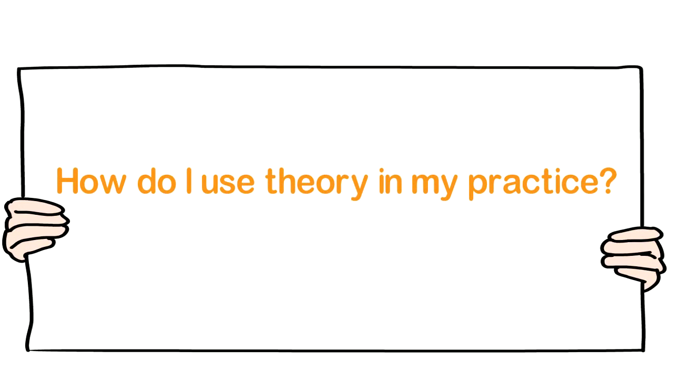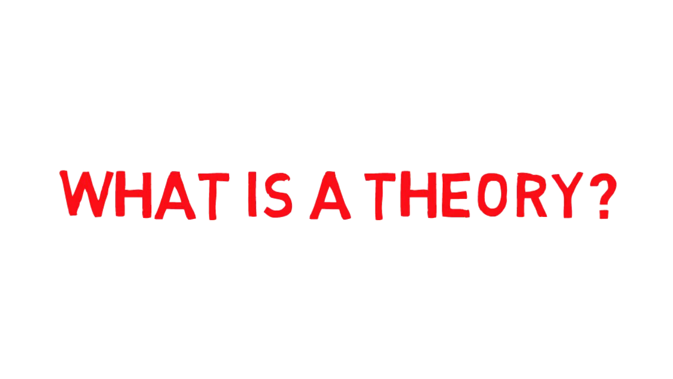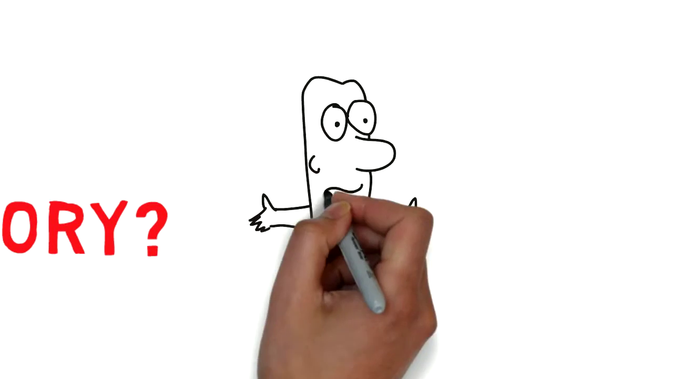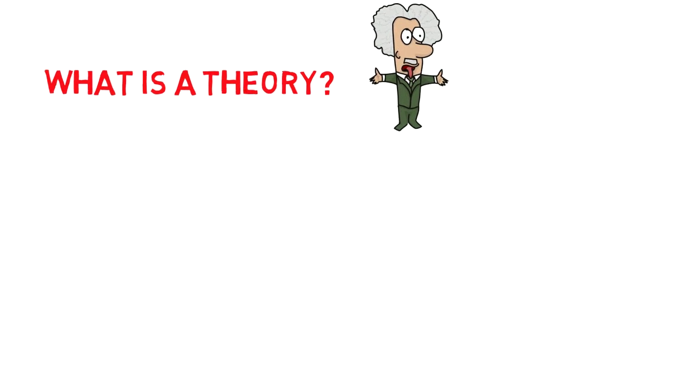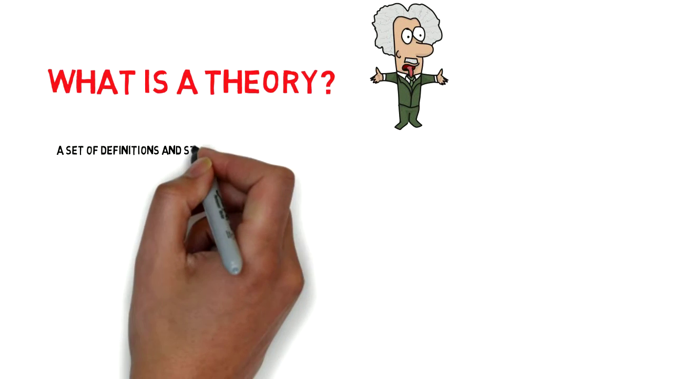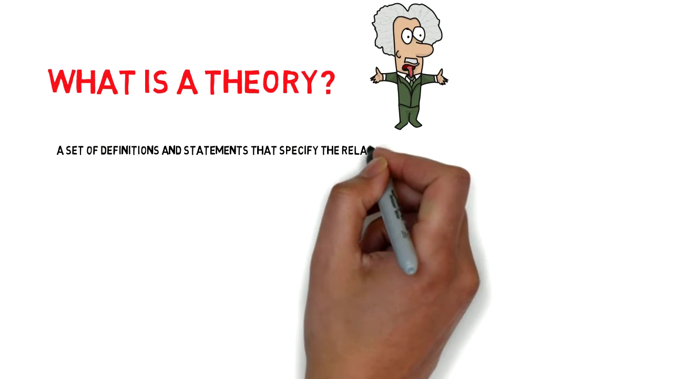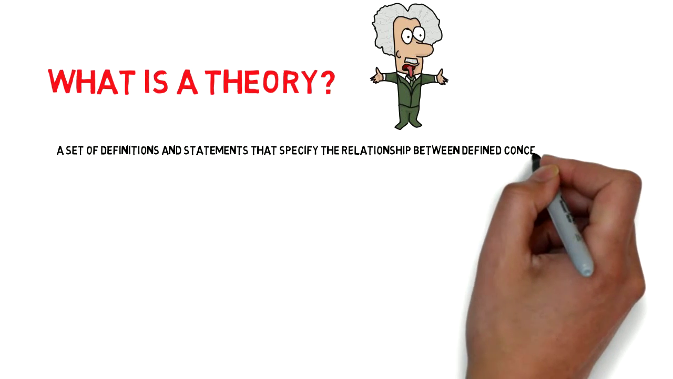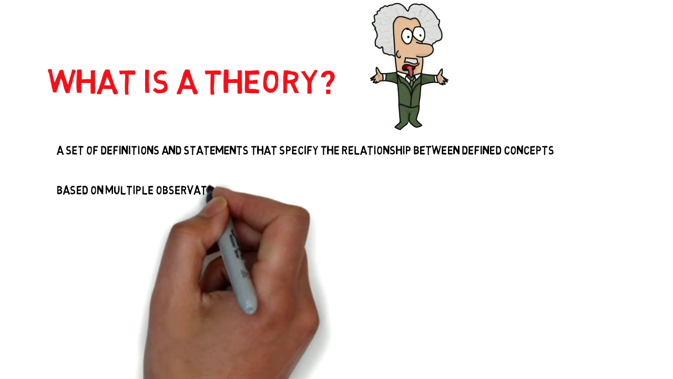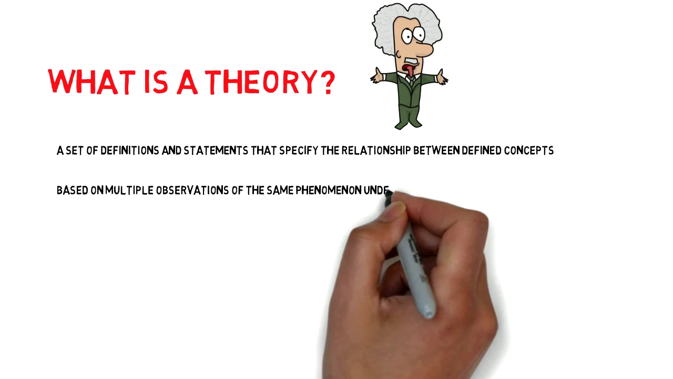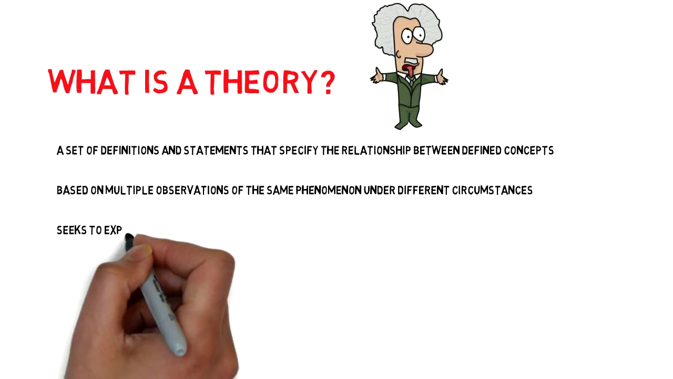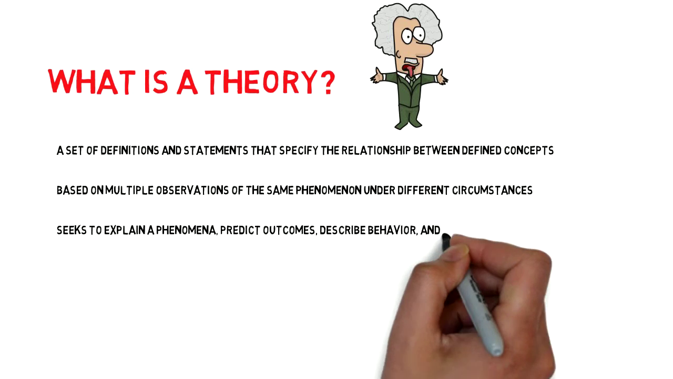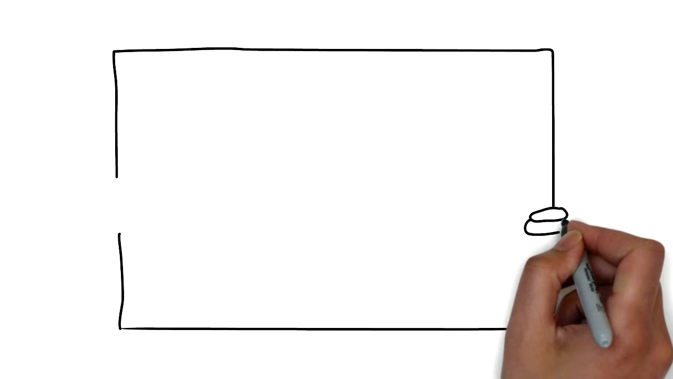Specifically, how do I use theory in my daily practice? First, I think it's important that we examine what is a theory. That's right, Einstein. A theory is a set of definitions and statements that specify the relationship between defined concepts. A theory is based on multiple observations of the same phenomena under different circumstances. And a theory can be used to explain phenomena, predict outcomes, describe behaviors, and permits us to influence outcomes.